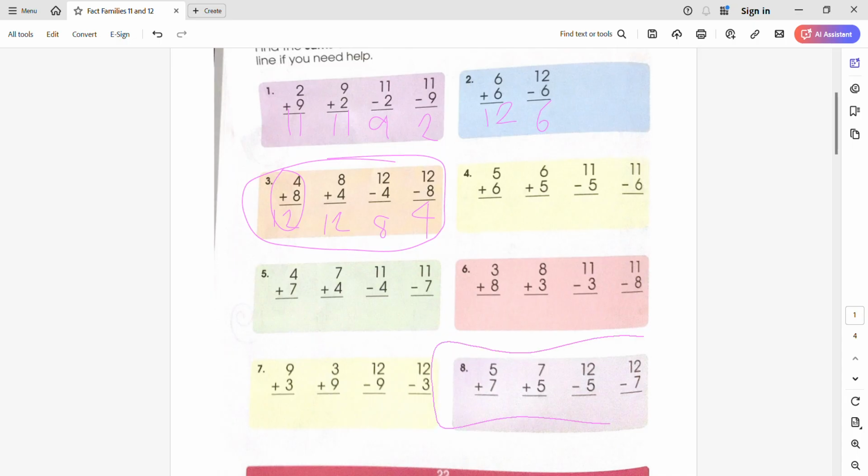Let's try number 8. We have 5, 7, and 12. From here, we know that we can fill in 12. What's missing here? 12. What's missing here? 7. What's missing here? 5. We can double check by saying 5 plus 7 equals 12, because 5 plus 5 is 10, and then 2 more to that is 12. Flip this around, it's the same thing. Whenever they flip around the numbers, the order doesn't matter because the sum is going to be the same, but when you're subtracting, it does matter. You can see right over here that these are two different numbers, while these are the same numbers.